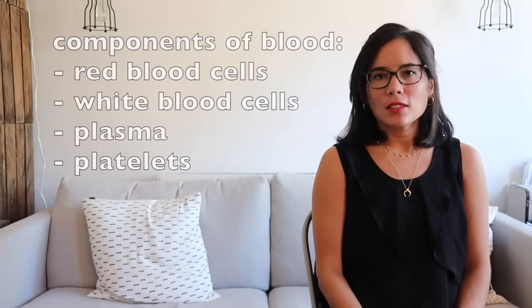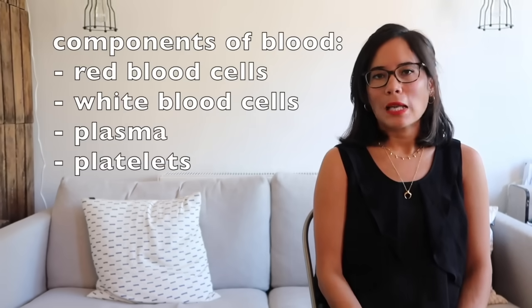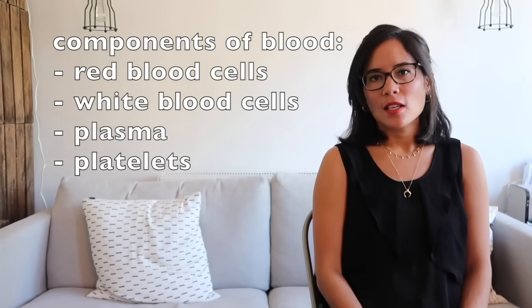Let's now look at transport in animals. So primarily we're looking at the blood here. So we're going to start by looking at the components of blood. That will be red blood cells, white blood cells, plasma, and platelets. Now remember, plasma is that liquid which actually acts as a suspension. It carries these various cells around the body.